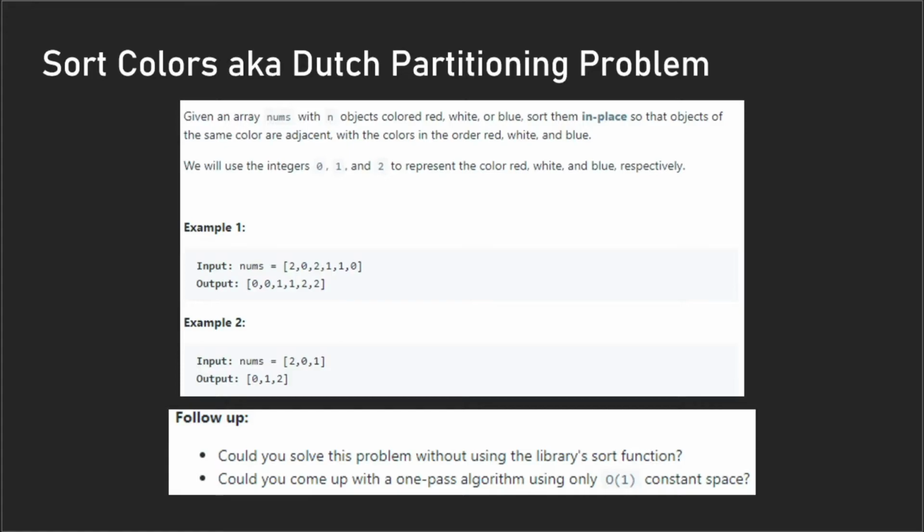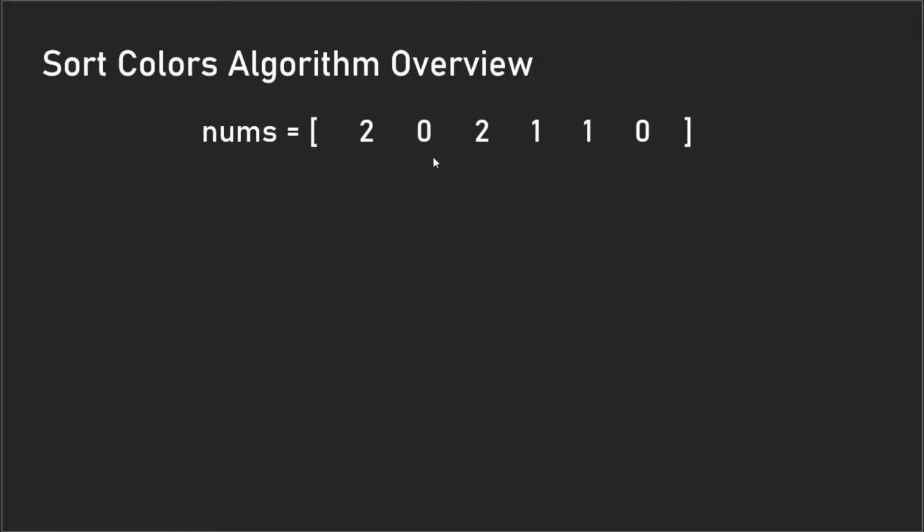This question is pretty trivial if you just allocate a hash table and keep track of how many zeros, ones, and twos you have, and then reconstruct the array afterwards. But we have this follow-up question here, asking, could you come up with a one-pass algorithm using only O(1) constant space?